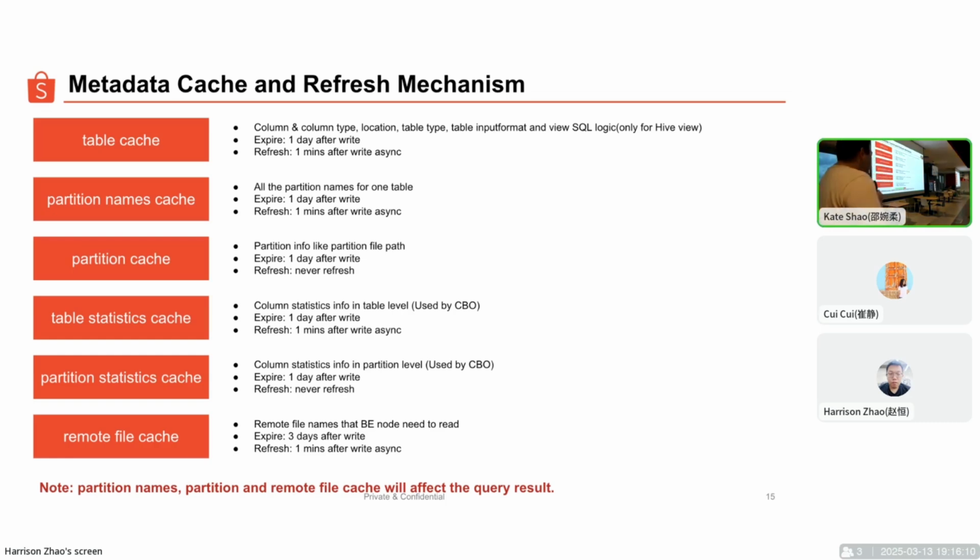The next part is the remote file cache. The remote file cache contains the remote file names that the BE node will need to read, and it will expire 3 days after the key is written, and it will refresh 1 minute after it is written. Here, another thing I want to highlight is that the partition names, partition, and the remote file cache will affect the query result.